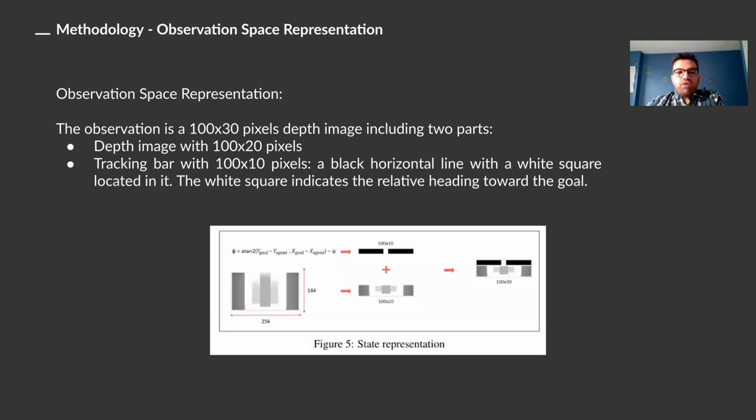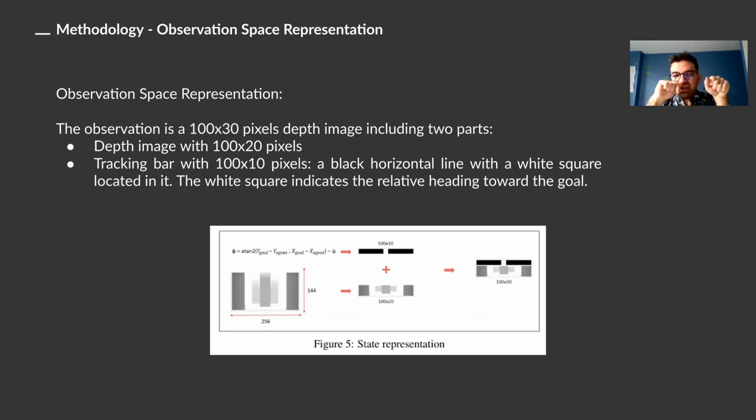The tricky part is our observation space representation. You can see at the very right side of this figure that the observation is a 100 by 30 pixel depth image, which includes two different parts. The first part is shown at the bottom middle. It's a depth image of size 100 by 20. Our experiments validated that we do not need the whole forward-facing camera because there is some extra information, for example, the ground or the ceiling, that is not necessary for the agent. So we simply cropped a narrow image from the center of the forward-facing camera.